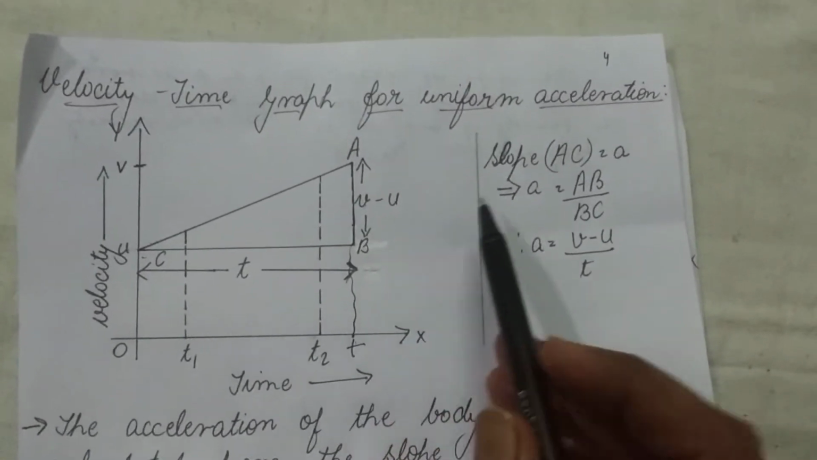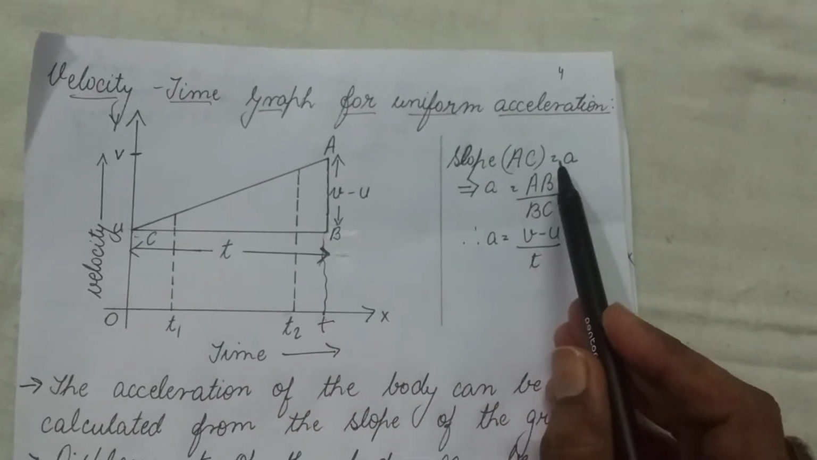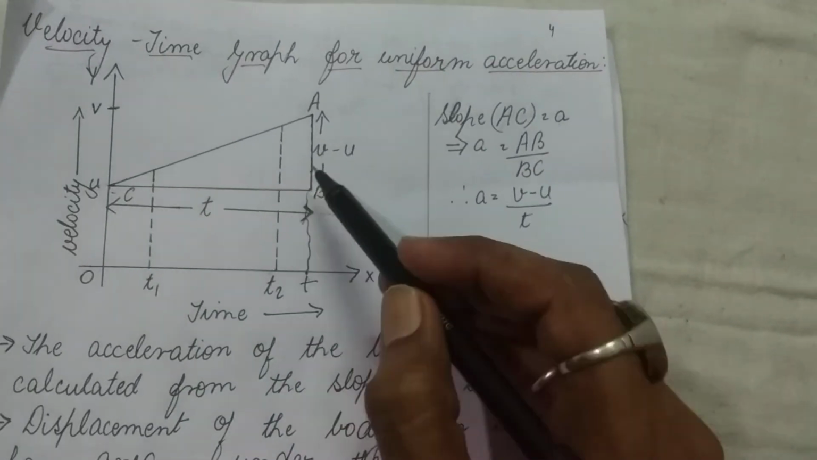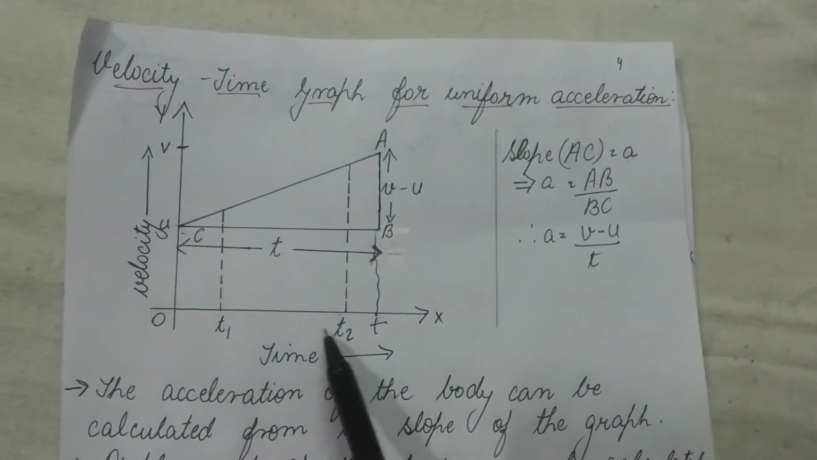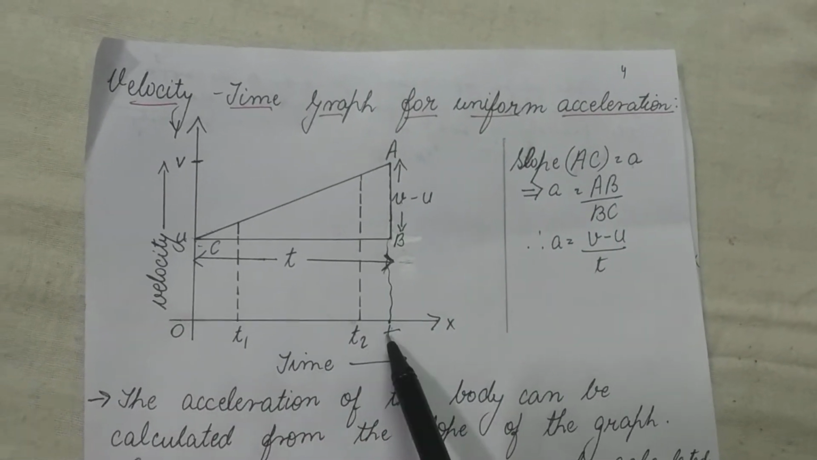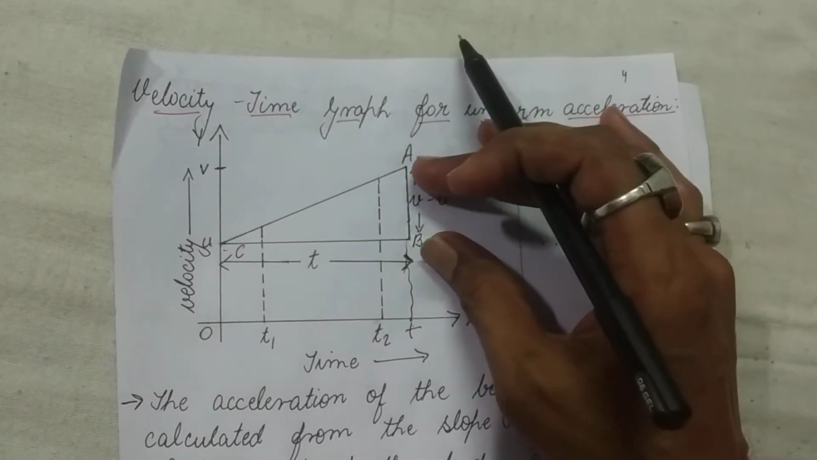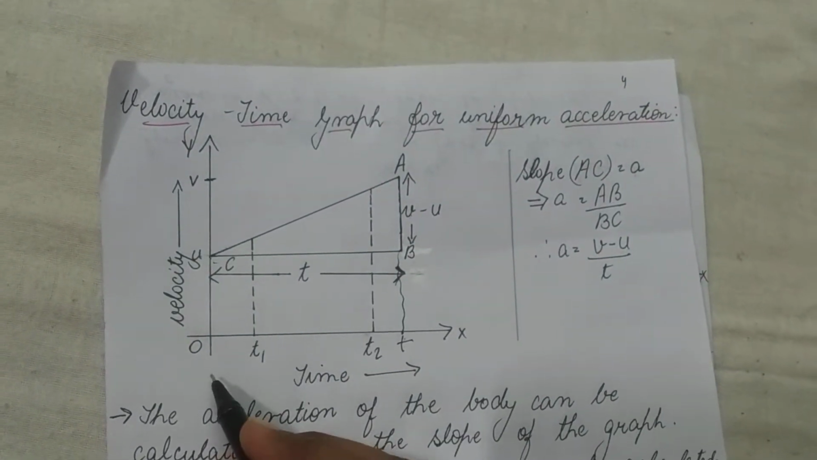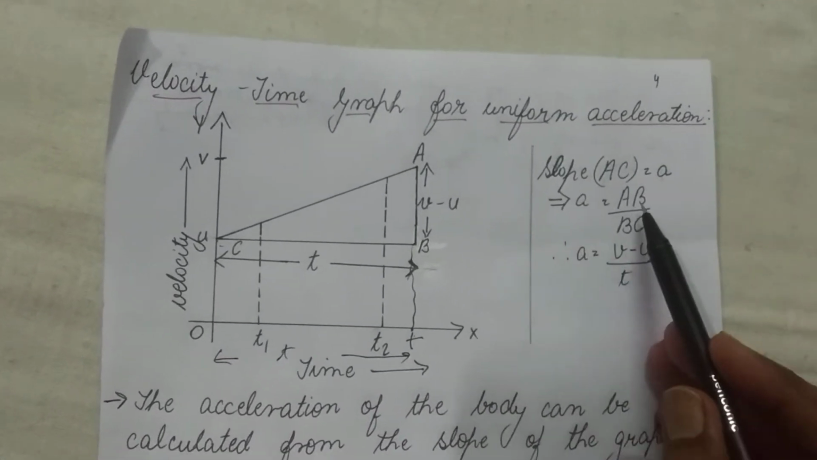So we can say the slope of the graph, which is AC. Slope AC is equal to acceleration, so A is equal to AB upon BC. This AB is on the graph, and BC is equal to OT, whose value is t. So A is equal to AB upon BC.